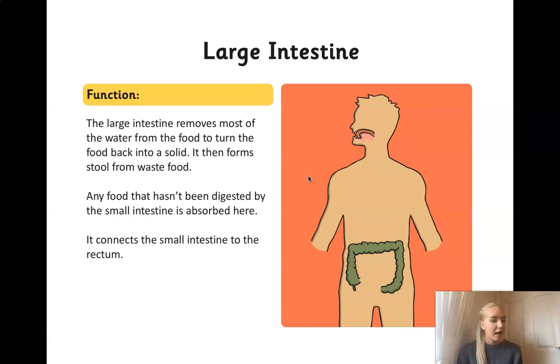And any food that hasn't been digested by the small intestine and the 3 organs is absorbed here. And it connects the small intestine to the rectum. So the final bit of the digestive system is where all the leftovers go through the large intestine. All the bits that our body doesn't need to stay healthy are in here, okay?